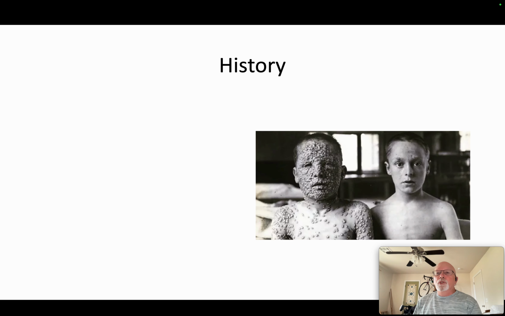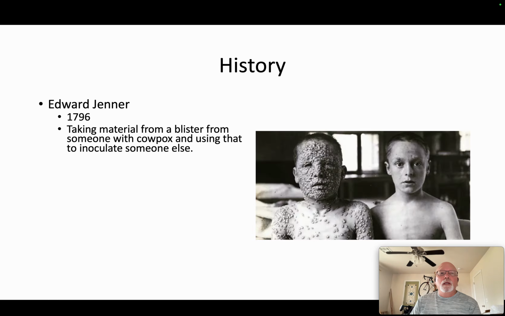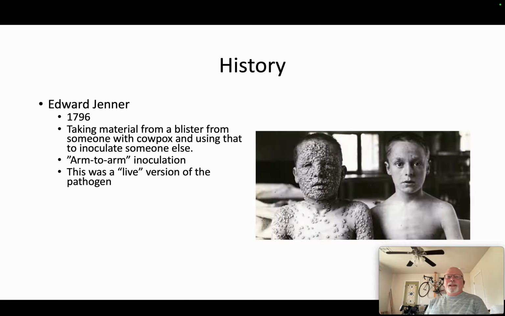So just to go back in history, Edward Jenner, 1796, took material from the blister of someone with cowpox and used that to inoculate somebody else. This was called arm-to-arm inoculation. This was a live version of a weaker pathogen. So cowpox is related to smallpox, makes you sick, but doesn't tend to kill you.